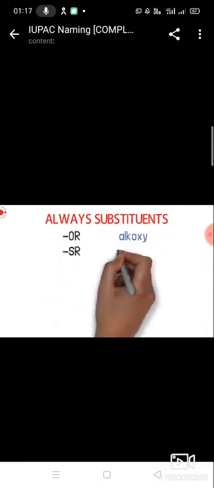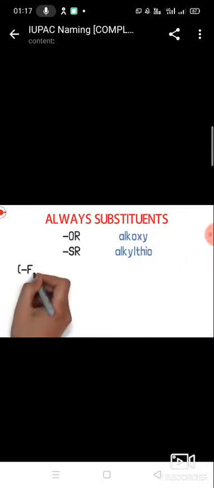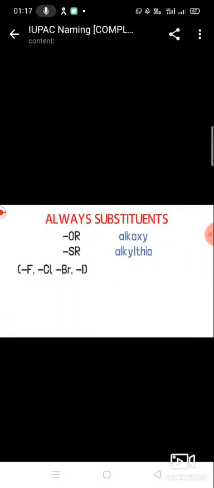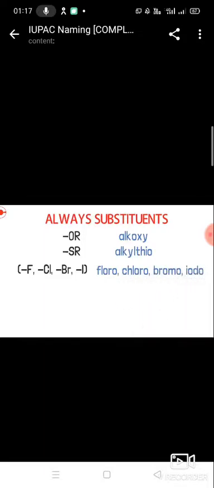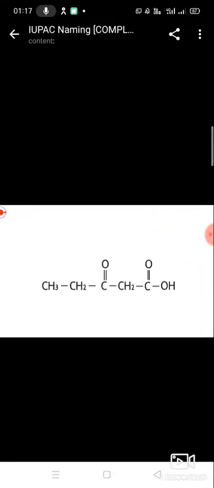Next, always substituents. Look at this, an O and an alkyl group, R, is present. So that is alkoxy. SR means S is sulfur, R means substituent, so it is alkylthio. OR means alkoxy. Fluorine, chlorine, bromine will be said in such a way. NO2 means nitro, N triple bond means azido, N double bond means diazo.